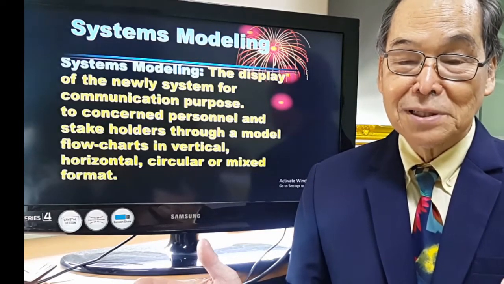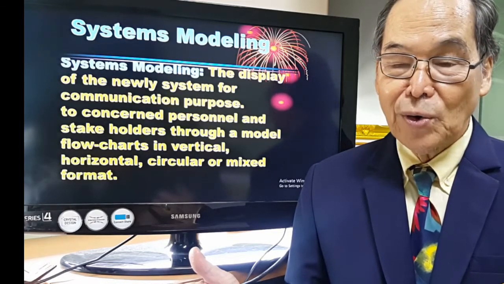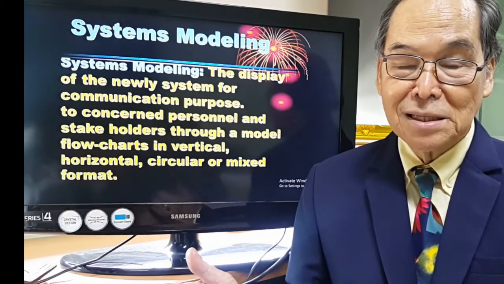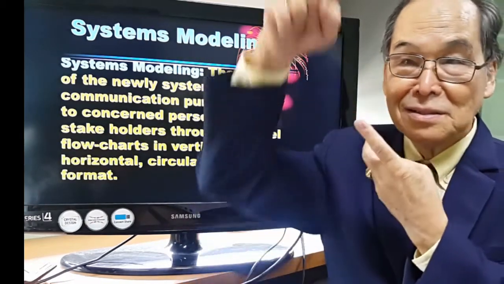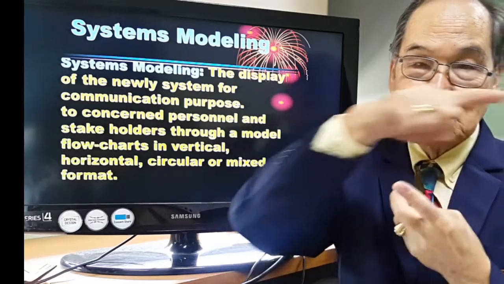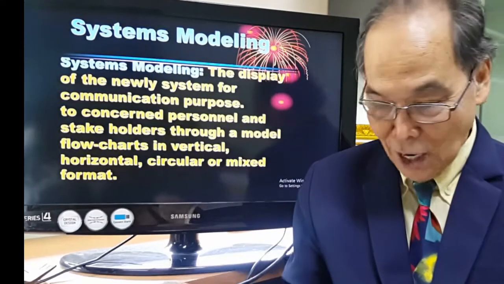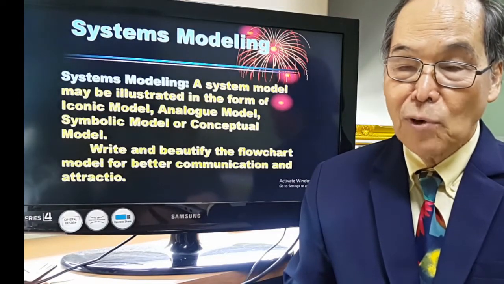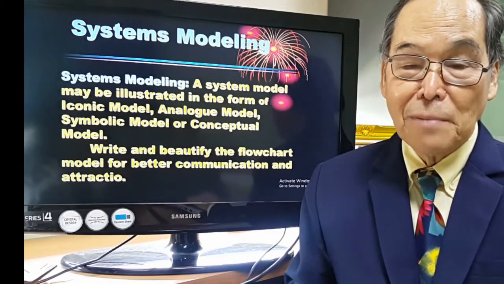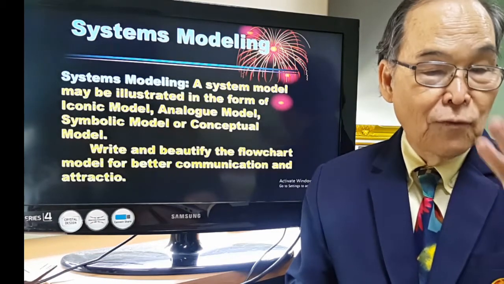to concerned personnel and stakeholders through a model flowchart in 4 forms: vertical, horizontal, circular, or mixed. Okay. A system model may be illustrated in the form of 4 types.